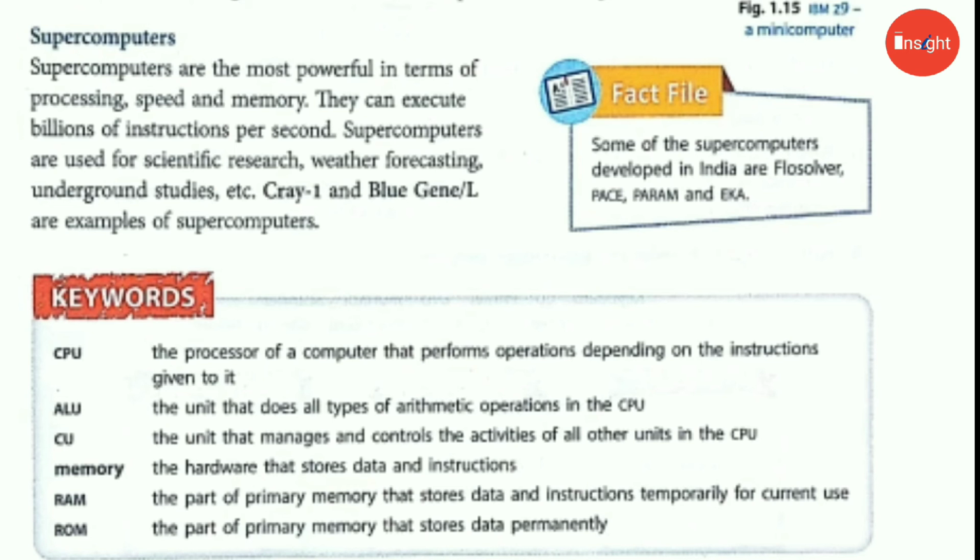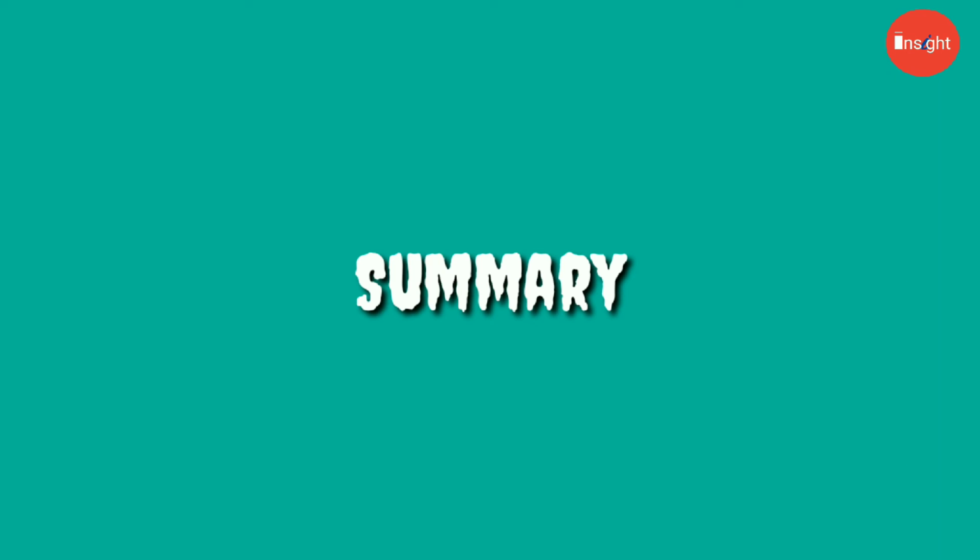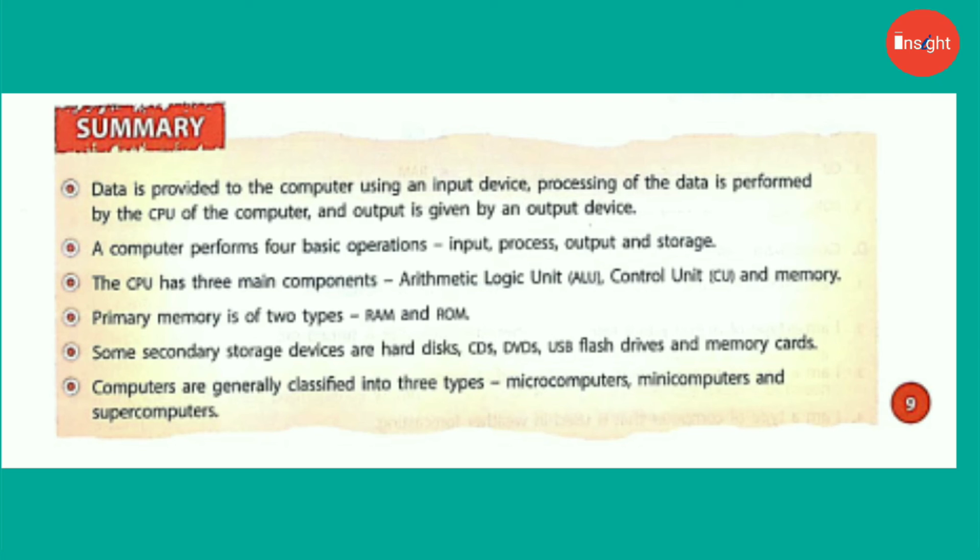Students, we have come to the end of this chapter. Now we'll discuss the summary of this chapter. Data is provided to the computer using an input device, such as keyboard, mouse, OMR, MICR, barcode reader, scanner, etc. Processing of data is performed by the central processing unit of the computer, and the output is given by an output device such as monitor, printer, speaker, projector, etc.